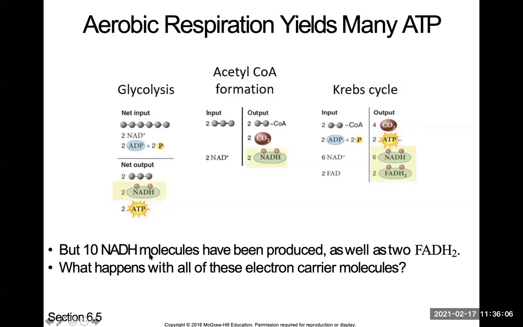But 10 NADH molecules have been produced, as well as 2 FADH. What's going to happen to these electron carrier molecules? What's going to happen to the NADH and FADH2? Where are they going to go? Electron transport chain. So they start going to the electron transport chain.